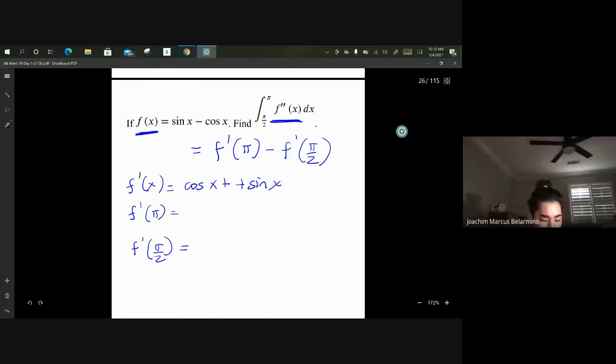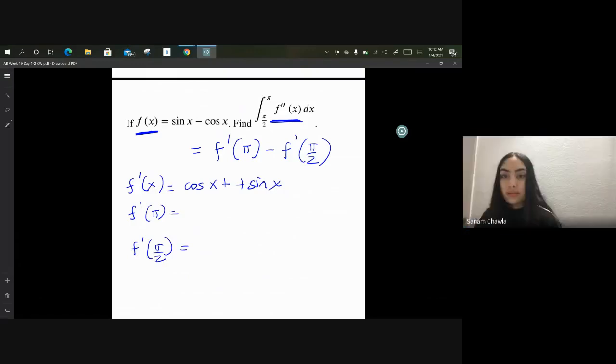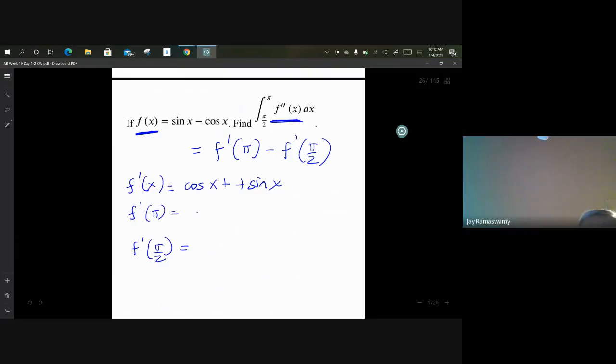Did everybody understand how this problem worked? Yes. Okay, now I'm just doing mental math. Cos of pi is negative 1, sine of pi is 0. Cos of pi over 2 is 0, sine of pi over 2 is 1. And then final step, I'll plug it in. So that's negative 1 minus 1, which is negative 2.